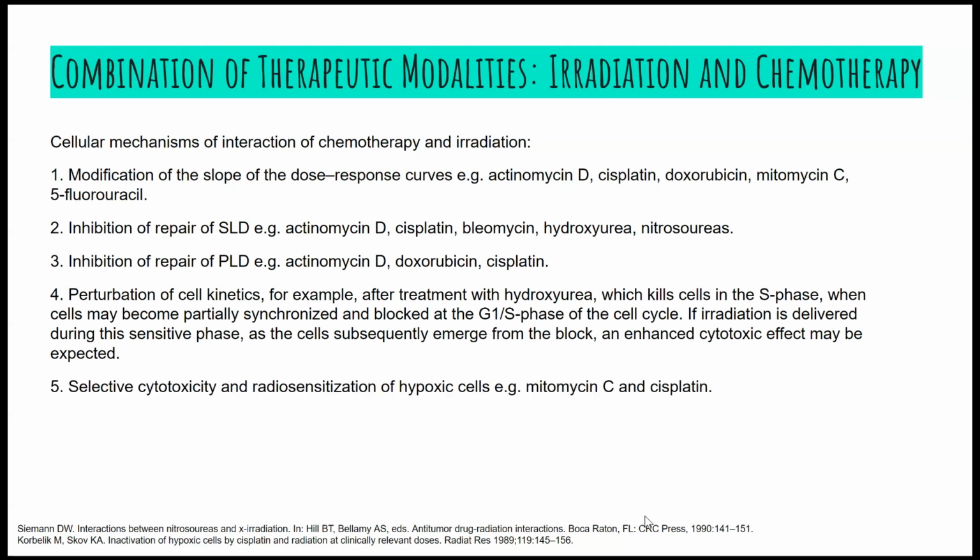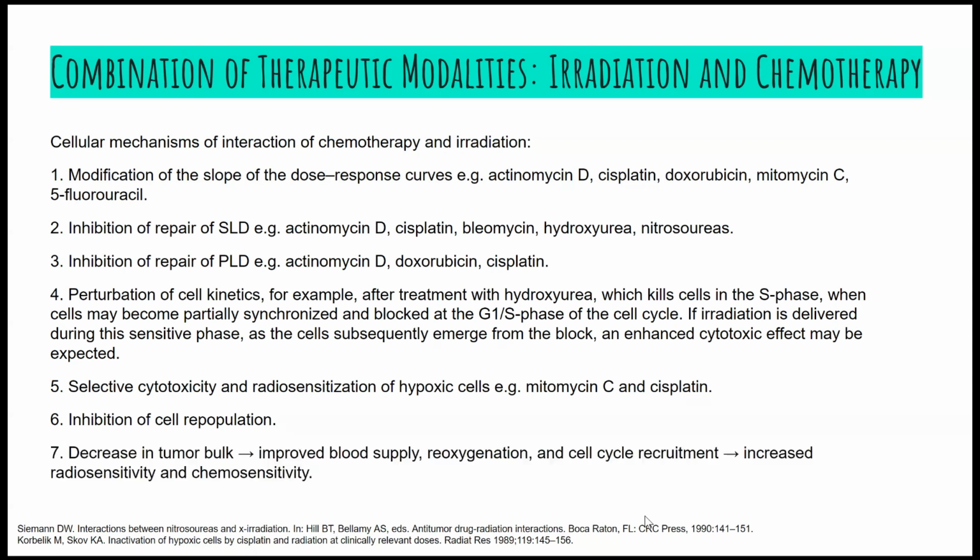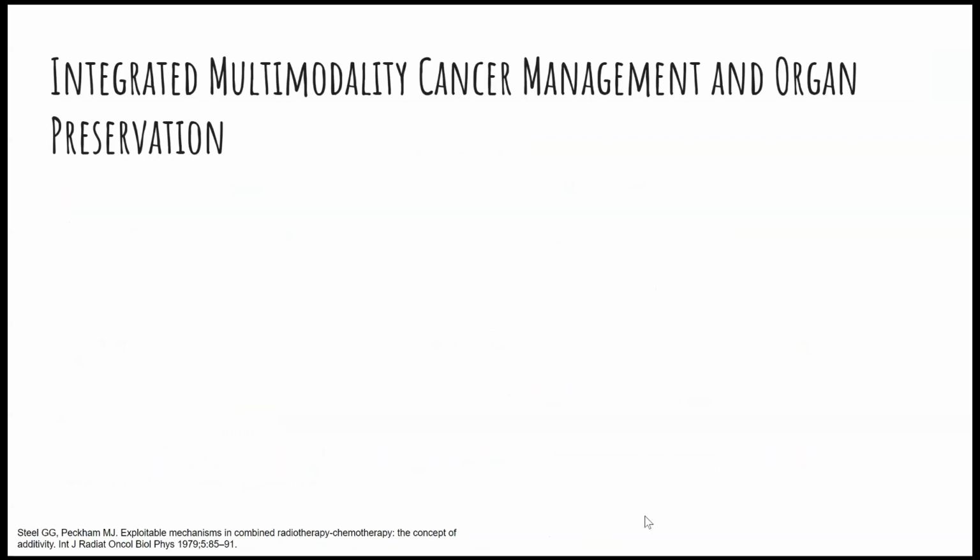Then there is selective cytotoxicity and radiosensitization of hypoxic cells, which has been demonstrated with mitomycin C and cisplatin. Hypoxia doesn't work well with radiation. If there is hypoxia, irradiation effect would be less, but with mitomycin C and cisplatin we can actually overcome that. Then there is inhibition of cellular repopulation. There is a decrease in the tumor bulk because of chemotherapy. Now, if there is a decrease in tumor bulk, there is an improved blood supply, there is reoxygenation, and that again increases the radiosensitivity and chemosensitivity. So, you see, there's a synergistic effect.